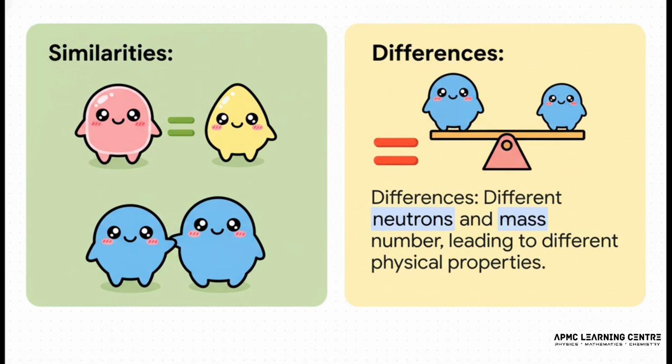Okay, let's lock this all in with a quick final summary. This is your exam cheat sheet. On one side, what's the same? The number of protons, the number of electrons, and therefore their chemical properties. On the other side, what's different? The number of neutrons, which changes the total mass number, and that leads to different physical properties. If you can remember that, same chemistry, different physics, you've got this.